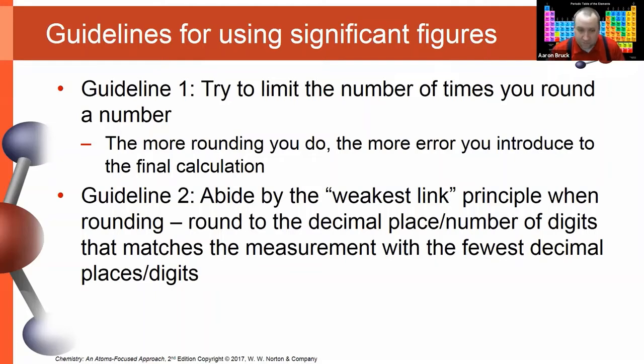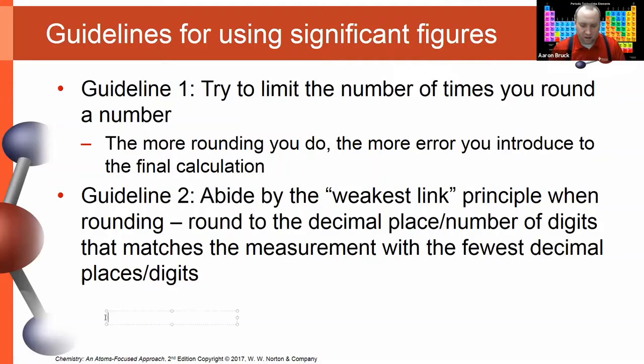Second guideline, there's what we call the weakest link principle. And what the weakest link principle says is that when it comes to rounding, you're going to use the measurement that has the fewest decimal places or significant digits when you do that rounding.